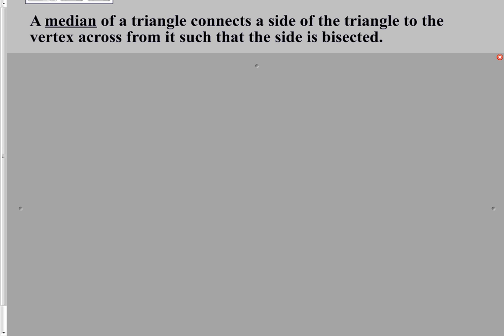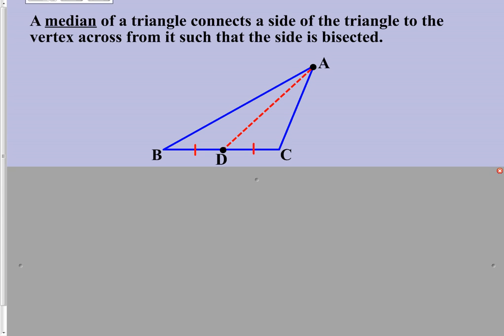Now this is somewhat similar to the definition of an altitude. We are connecting a vertex to a side across from it, only this time we are not interested in trying to form a right angle with the side we are intersecting. We're simply trying to bisect the side. We want to make contact, just like with the word median you've learned before. We want to make contact in the middle. Median does mean middle.